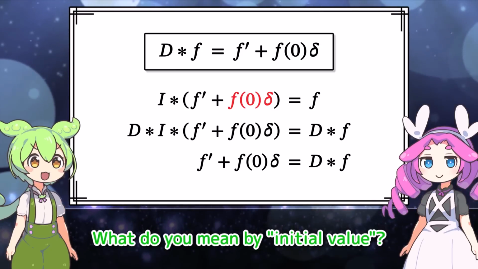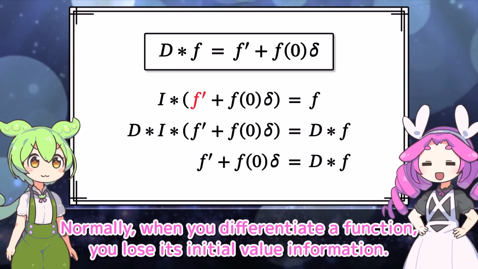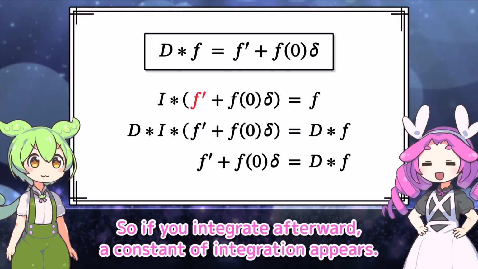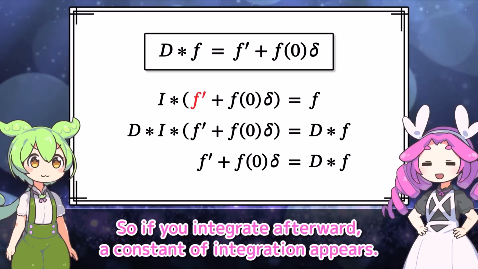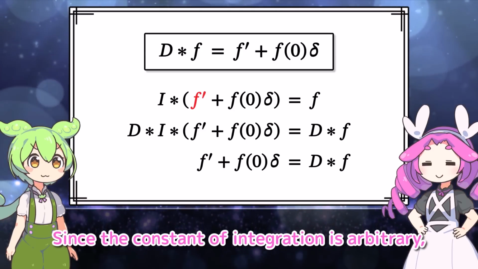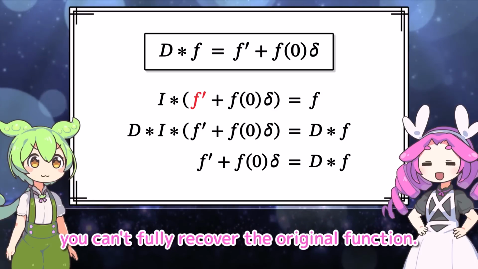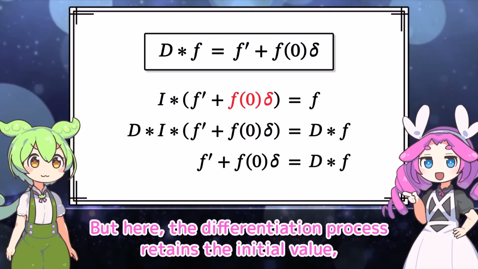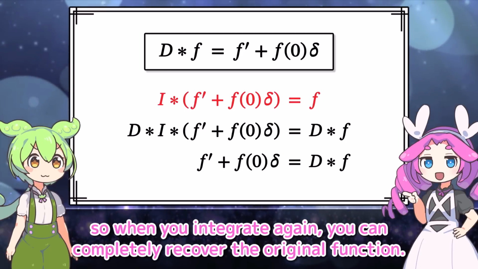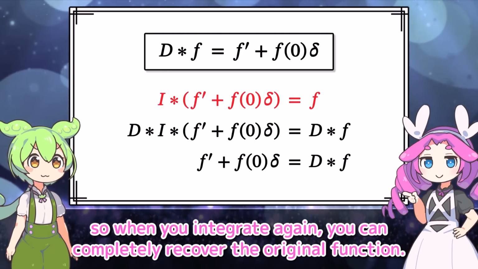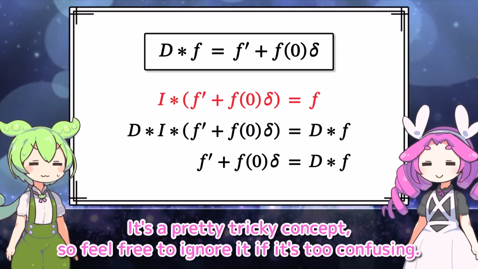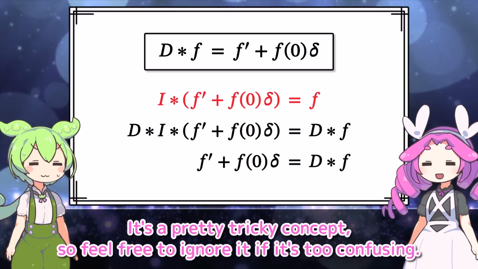What do you mean by initial value? Normally, when you differentiate a function, you lose its initial value information. So if you integrate afterward, a constant of integration appears. Since the constant of integration is arbitrary, you can't fully recover the original function. But here the differentiation process retains the initial value, so when you integrate again, you can completely recover the original function. I have no idea what you're talking about. It's a pretty tricky concept, so feel free to ignore it if it's too confusing.